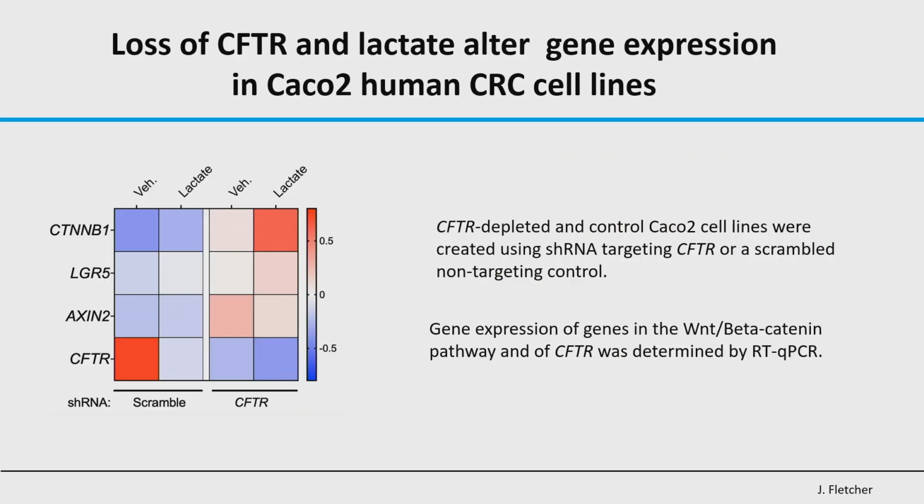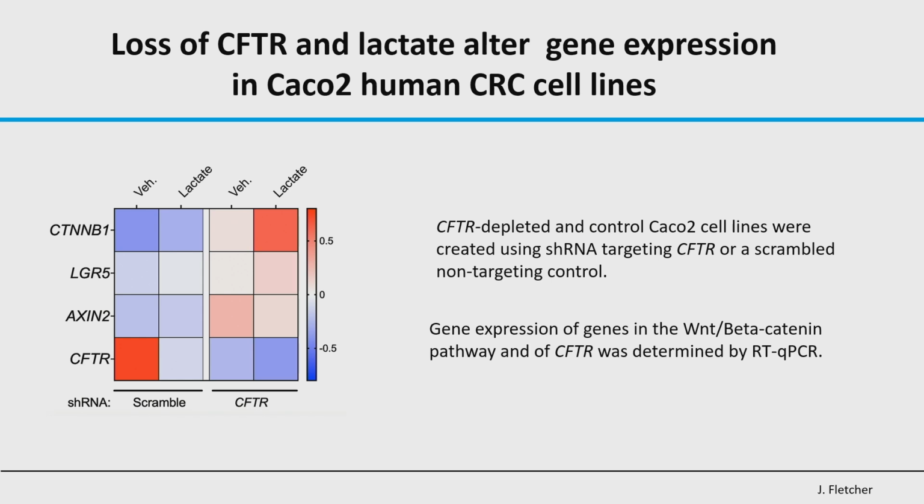So to look at this in another way, Josh Fletcher made CFTR depleted CACO2 cell lines using shRNA targeting, and he analyzed the expression of several genes in the Wnt beta-catenin pathway. The Wnt beta-catenin pathway is central to maintaining normal stem cells and also is the pathway that's most commonly dysregulated in colorectal cancer. Looking at the expression of three genes in this pathway, CTNNB1, LGR5, and AXIN2, he had two findings. First of all, depletion of CFTR caused an increased expression of these three genes. And further, addition of lactate caused an additional increase in the expression of CTNNB1 and LGR5. So that was consistent with our organoid results.